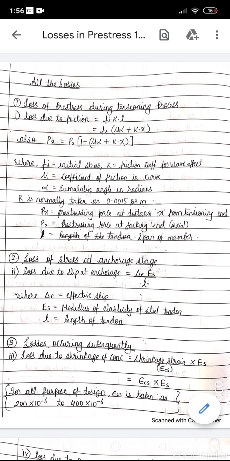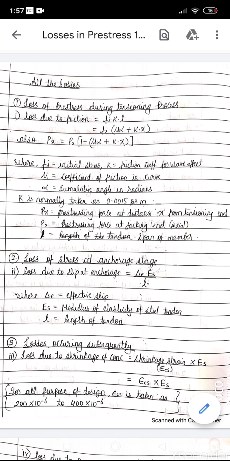The second is initial stress into mu into alpha plus k into x, and we also have one more equation, that is Px is equal to P naught into 1 minus mu into alpha plus k into x. I'll explain what the terms involved in this equation are. Fi is the initial stress and k is the friction coefficient for wave effect.